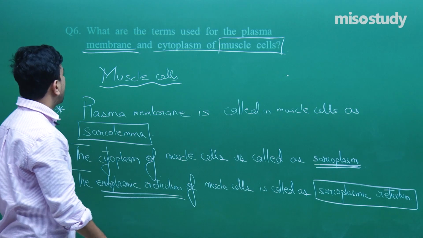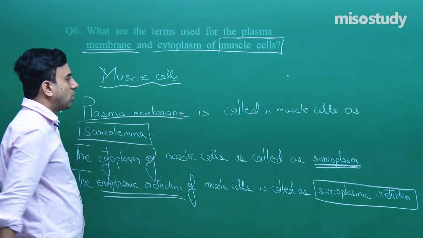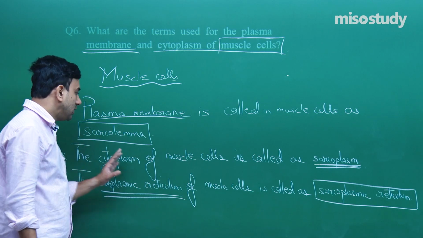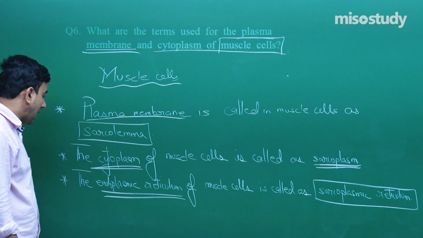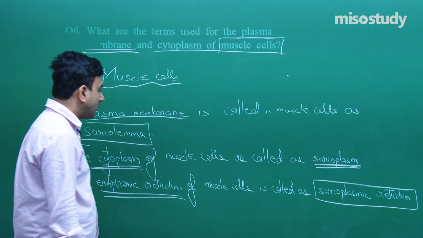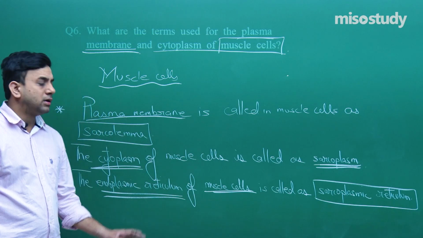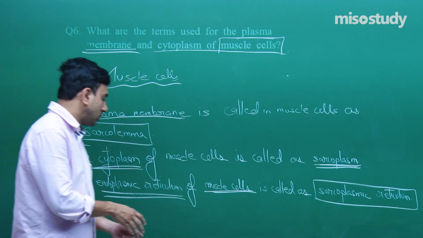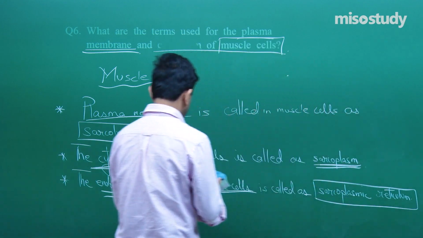What are the terms used for the plasma membrane and cytoplasm of muscle cell? The plasma membrane is called in muscle cells as the sarcolemma. The cytoplasm of the muscle cells is called as the sarcoplasm, and the endoplasmic reticulum of the muscle cells is called as the sarcoplasmic reticulum.